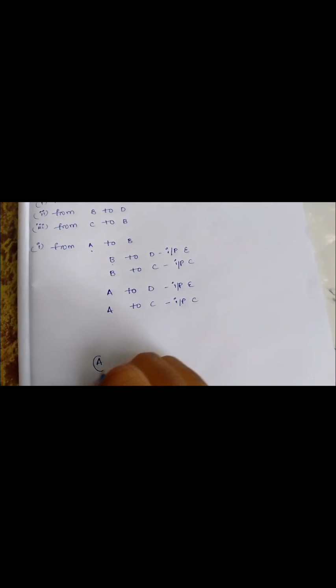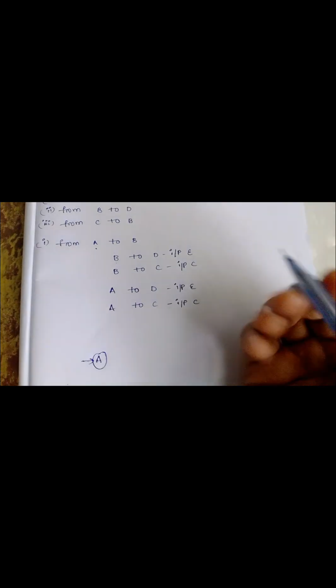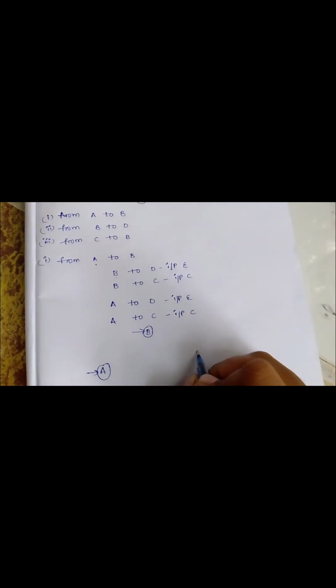Now the finite automata is A. So here A is the initial state. So we also make B an initial state. So B is an initial state. Next, D is the final state, and C.